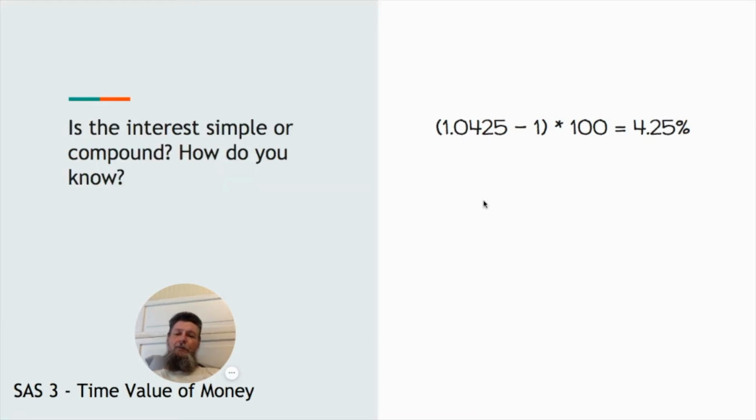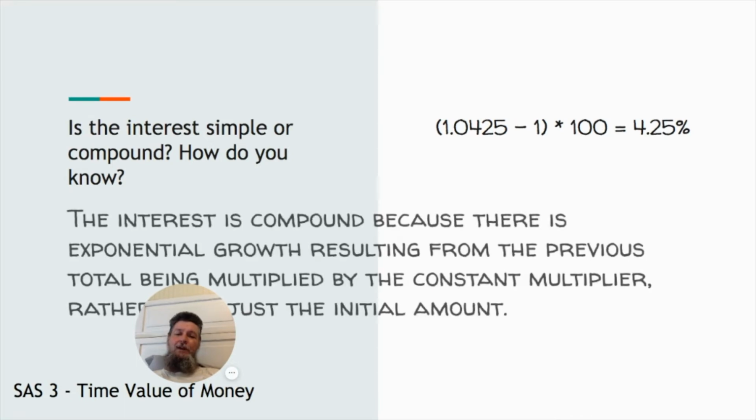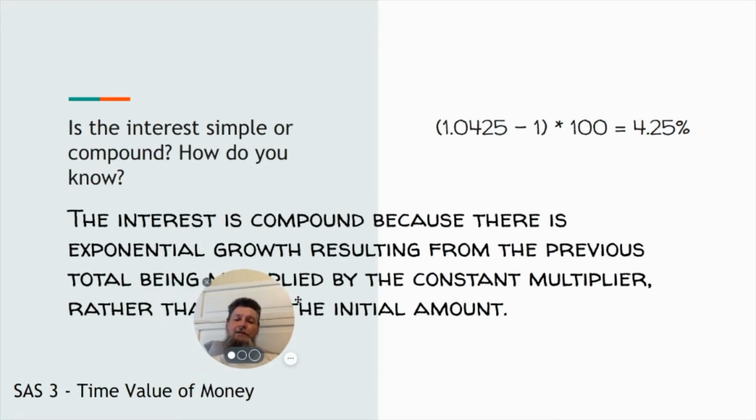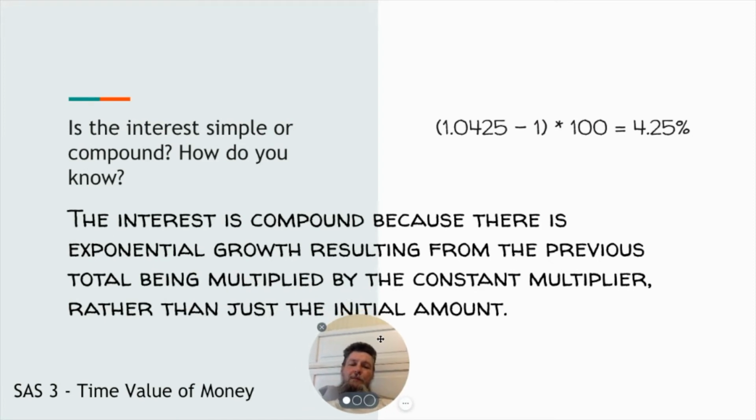Is the interest simple or compound, and how do you know? Obviously, we know that it is compound because there is exponential growth resulting from the previous total being multiplied by the constant multiplier, 1.0425, rather than just the initial amount. If it was multiplied by just the initial amount, guess what? It would be simple interest.